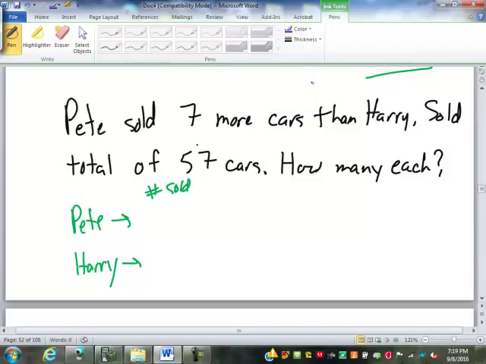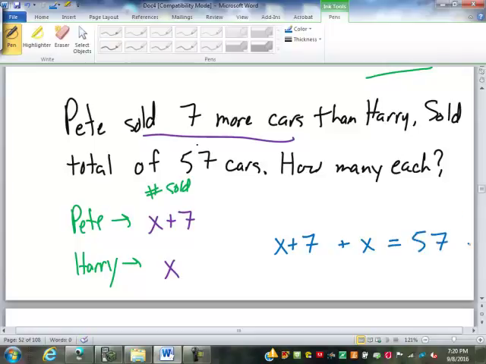Does one reference the other? Yeah, Pete sold 7 more. So for that, Harry will be X, Pete's going to be X plus 7. It's not times, it's plus, because it's just more, not times more. And we know that Pete's, which is X plus 7, plus Harry's, which is just X, has to add up to 57. Now what?